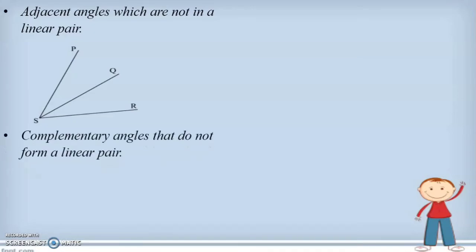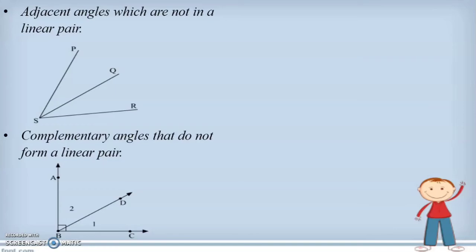The second question says complementary angles that do not form a linear pair. So we have to show a complementary angle that does not form a linear pair. I have considered an example of a complementary angle. First we'll check whether this given angle is a complementary angle or not. Angle ABC is shown as a 90-degree angle, that is, the sum of measure of angle ABD and measure of angle DBC is equal to 90 degrees. So it forms a complementary angle.